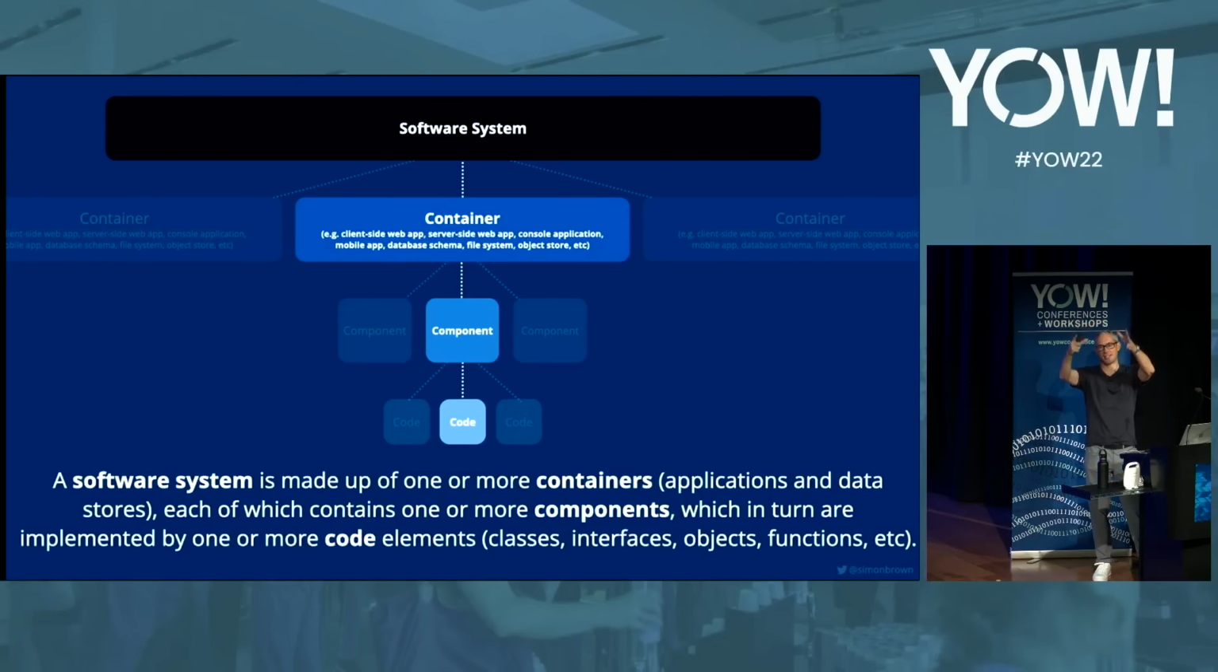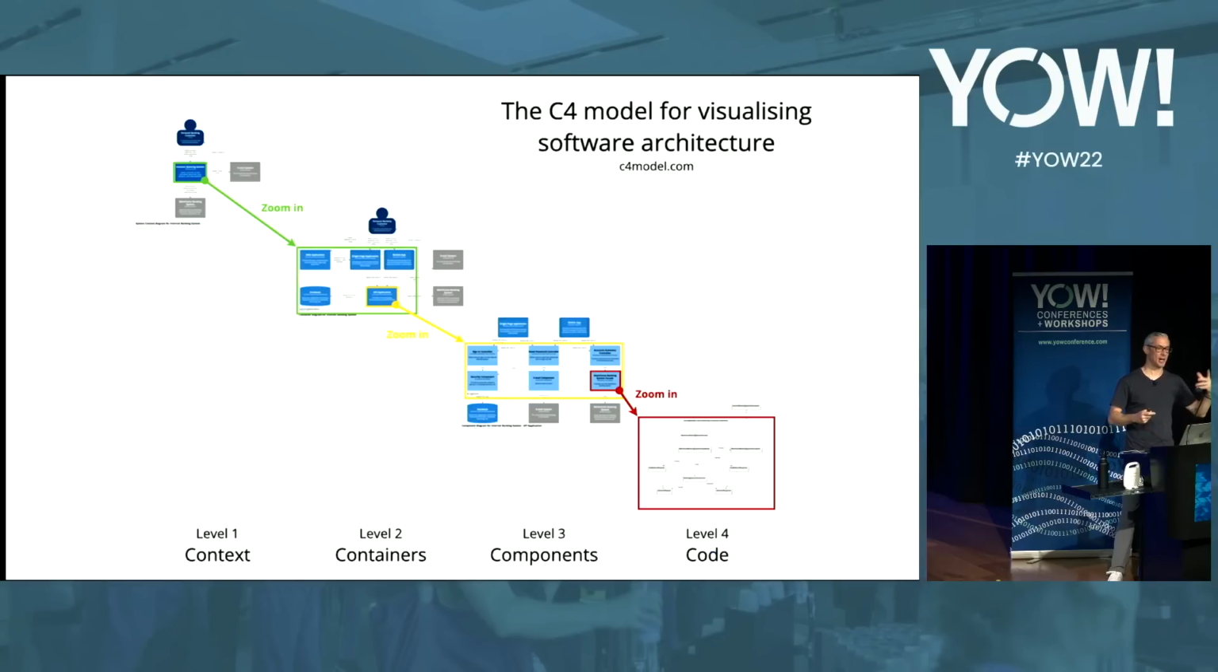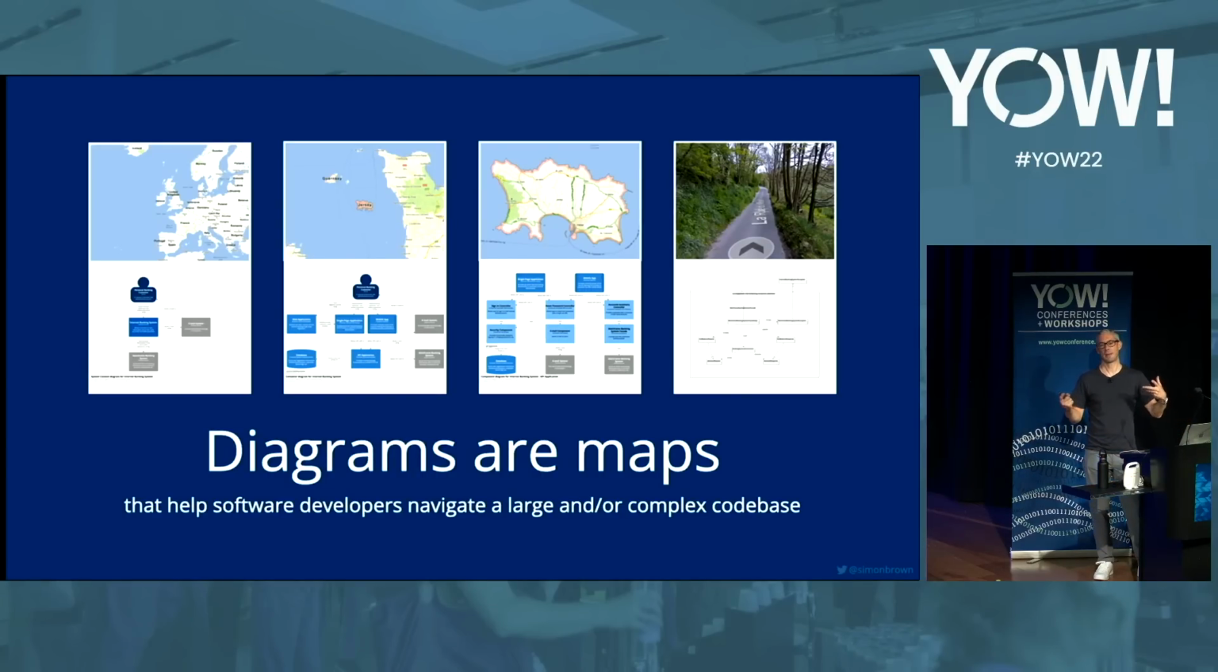It's, number one, a set of hierarchical abstractions: software systems, containers (not Docker), components, and code. And it's a hierarchical set of diagrams that essentially map onto that set of abstractions. And the concept here is diagrams as maps.